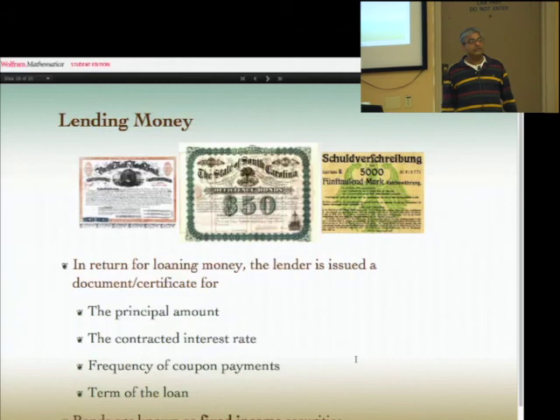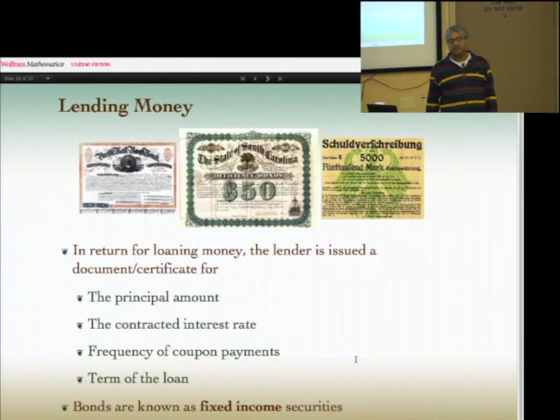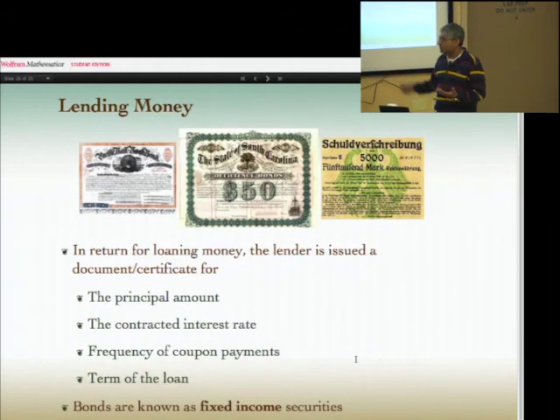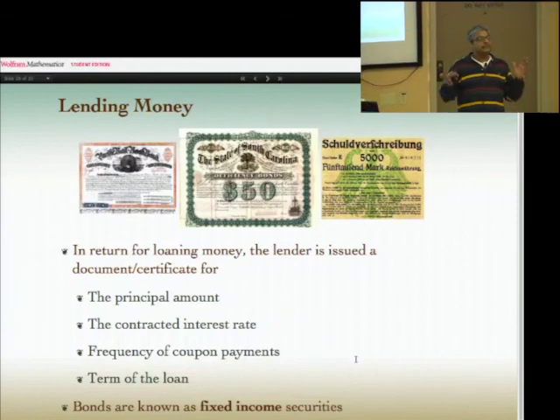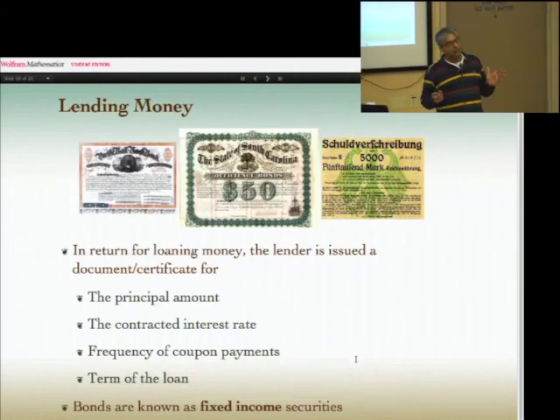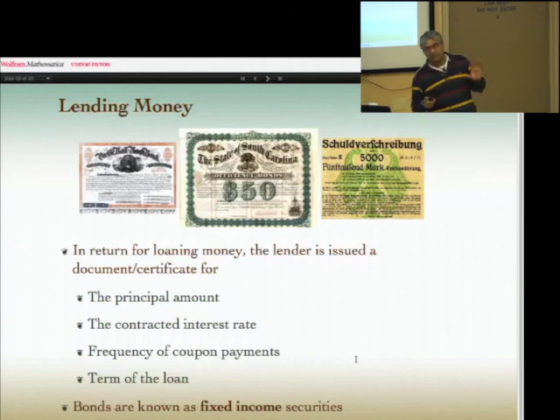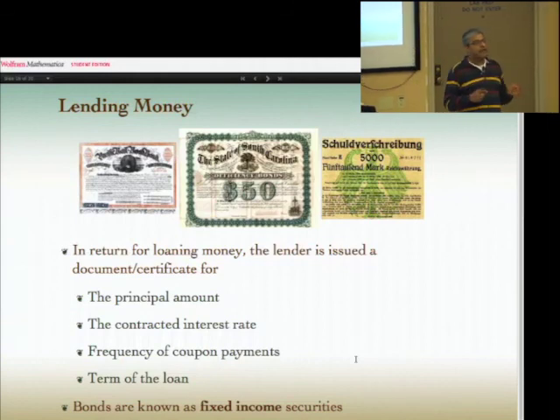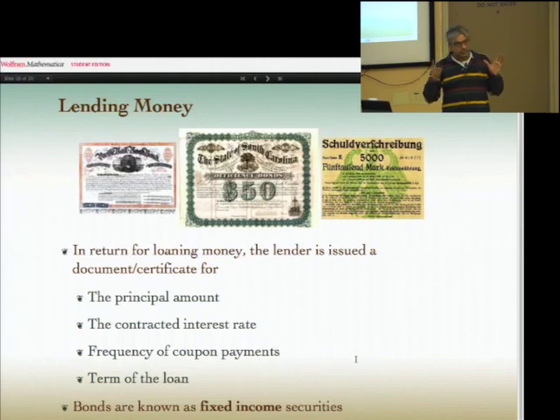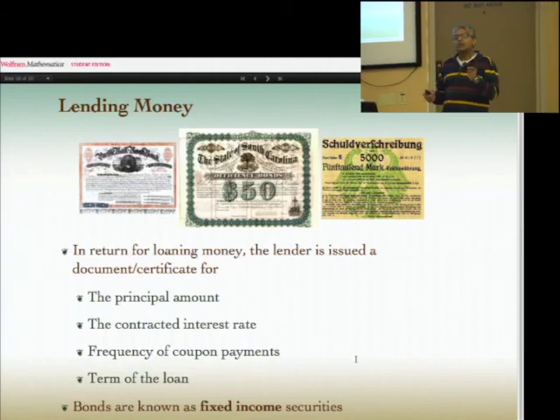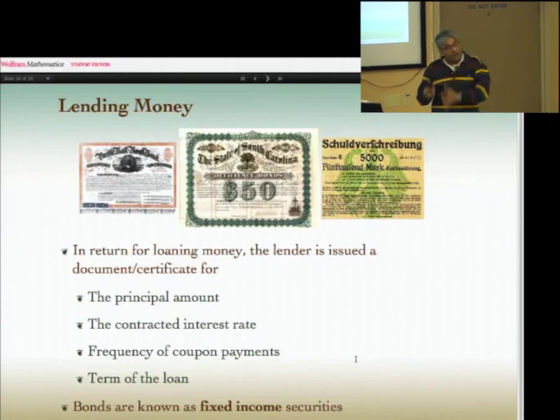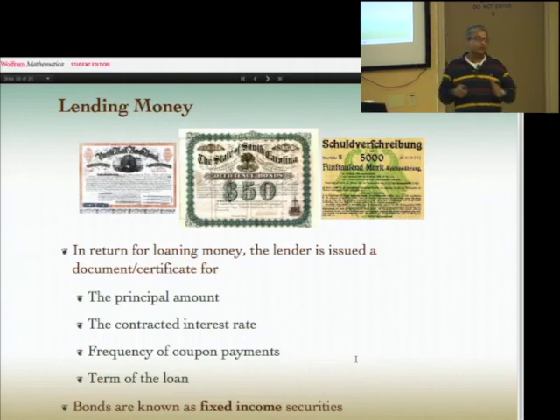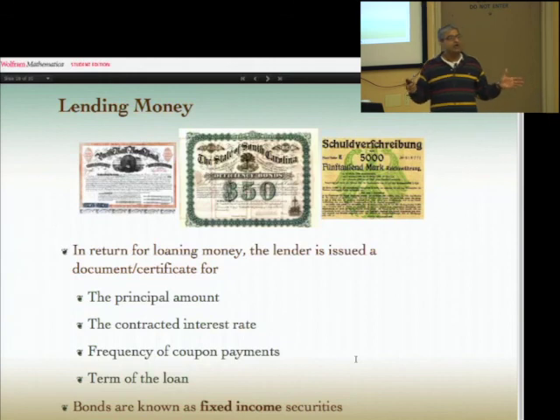And bonds are known as fixed income securities. So when you hear the term fixed income, they're talking about bonds. The reason being, in bonds, your income is fixed and predictable, more or less. Unpredictability comes if the company goes bankrupt, but for the most part, it's a predictable instrument. You know how much you're going to get in coupon payments. You know when it's going to happen. You know for how long it's going to happen before the bond matures. So all those things are known.